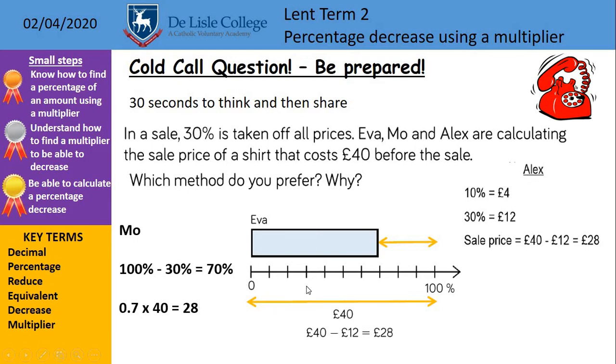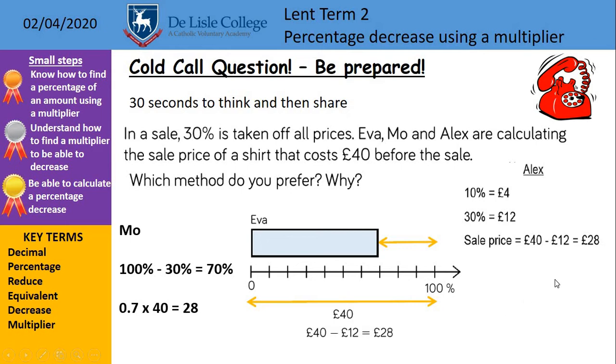Eva has done exactly the same, but she's represented it using this lovely bar model. So she has got 10 equal spaces. So each of these spaces is worth 10%. So she's got 10 equal spaces to represent the 100%. Now, as we are reducing by 30%, she's represented that we've taken 30% off here. So we're left with finding 70% of the original amount. So again, she has worked out 30%. So she's done 10% is £4, multiplied by 3 to get £12 and subtracted it away.